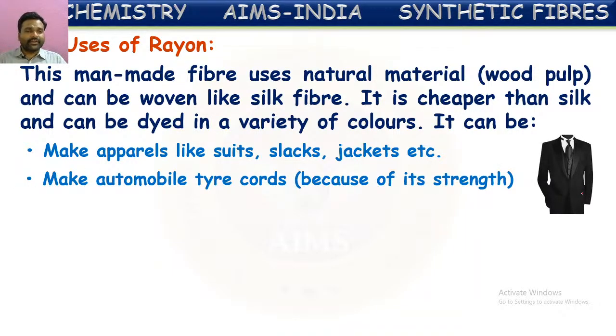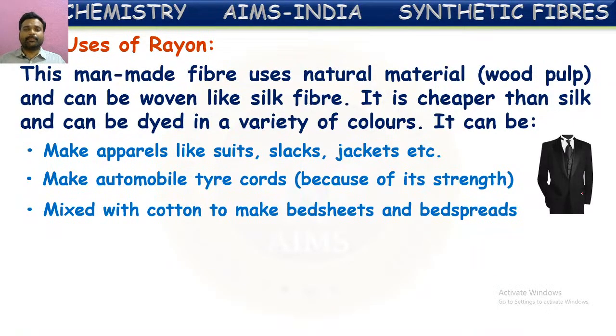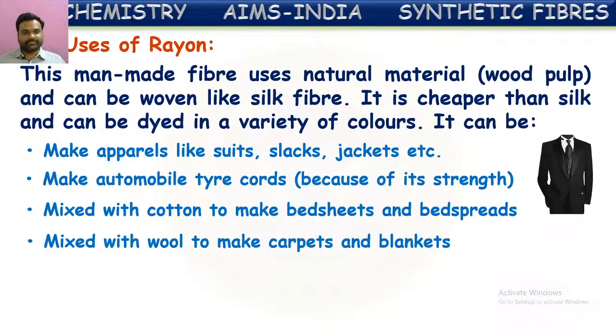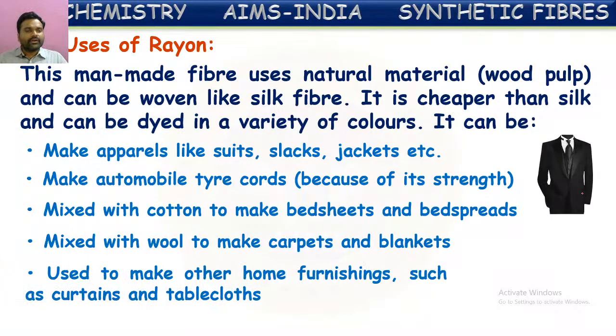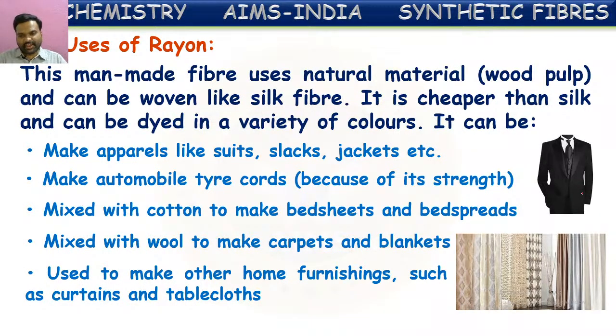It is also used to make automobile tire cords because it has high strength. Mixed with cotton, it is used to make bed sheets and bedspreads. When it is mixed with wool, it is used to make carpets and blankets. Rayon is also used to make other home furnishings such as curtains and tablecloths. So these are the different uses of rayon.